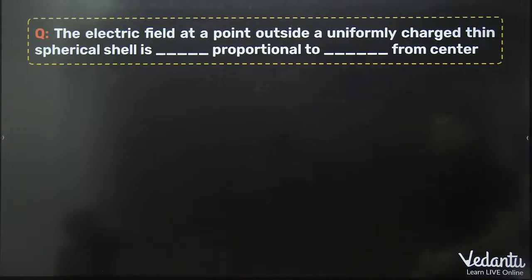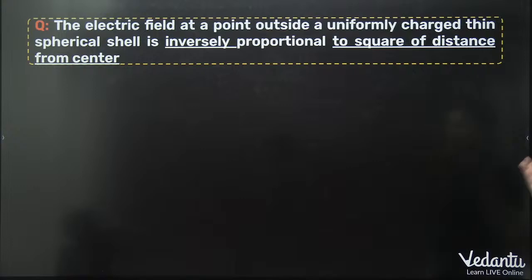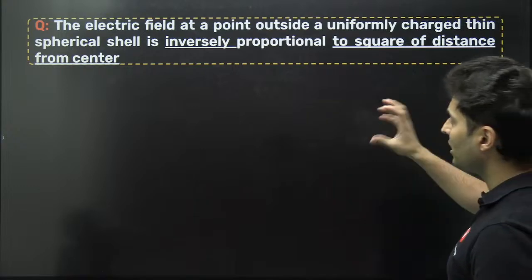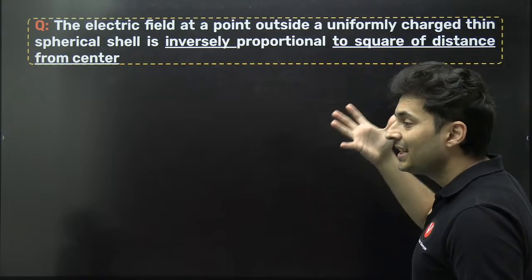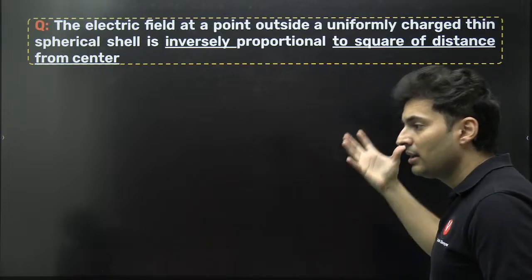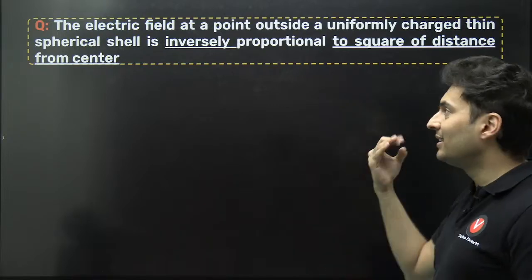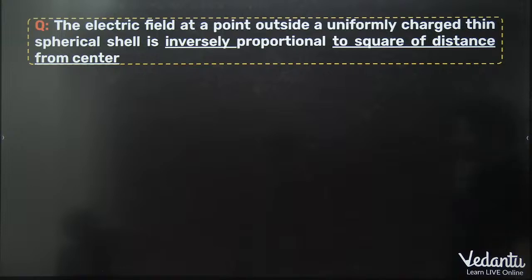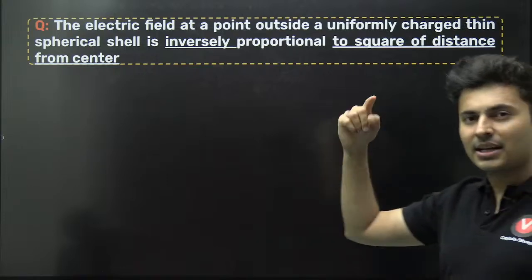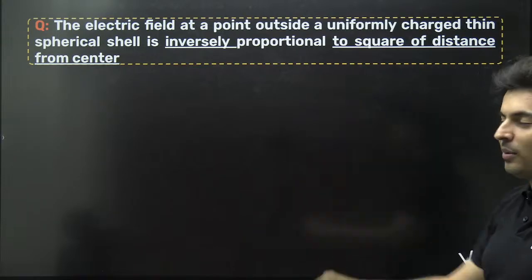Oh, I think I just showed the answer. Anyways, we'll see that. Electric field at a point outside a charged thin shell is what? Inversely proportional to the square of the distance. Yes, inversely, because the formula only is kq by r square.